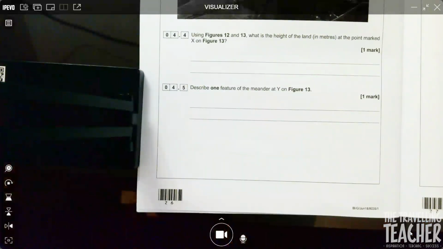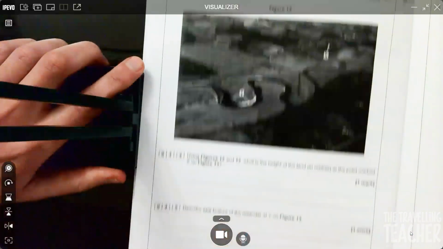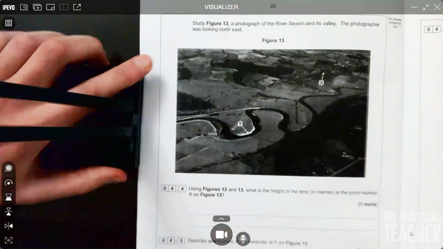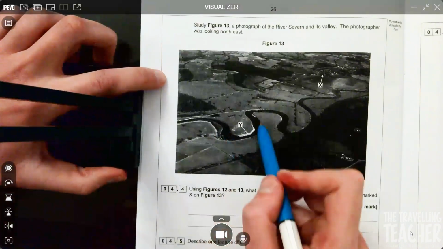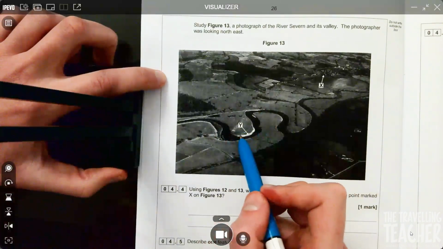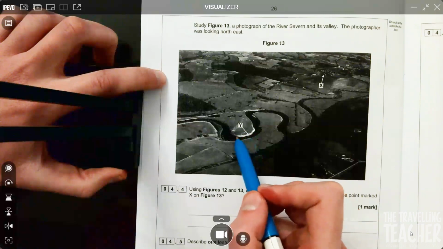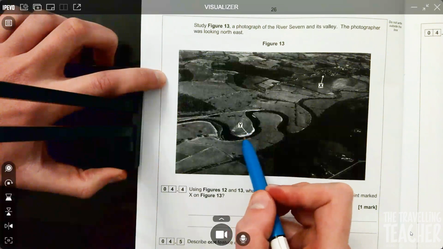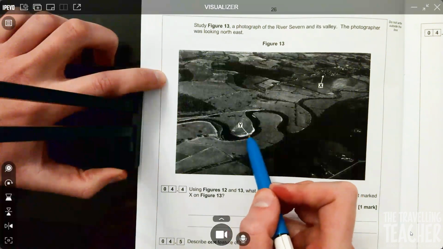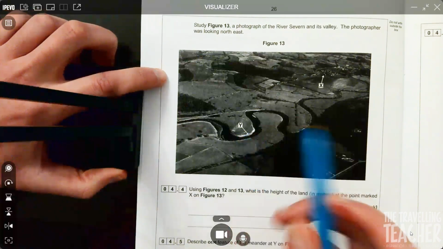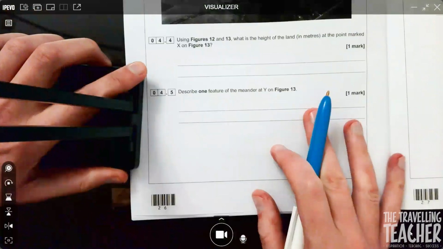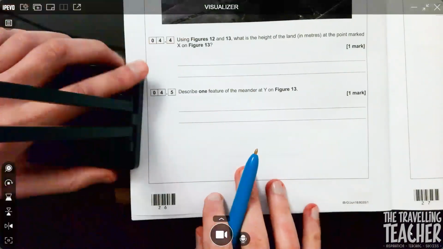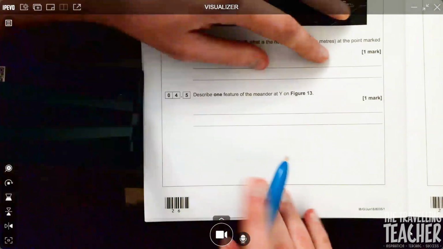Right, describe one feature of the meander at Y on figure 13. So figure 13, not the clearest, is in black and white, but we can see the meander here. We can see Y on this inside bend, and obviously it's quite clearly there's a build-up of deposition, sediment being built up there because the flow of the river is slower. So describe one feature of the meander at Y on figure 13.